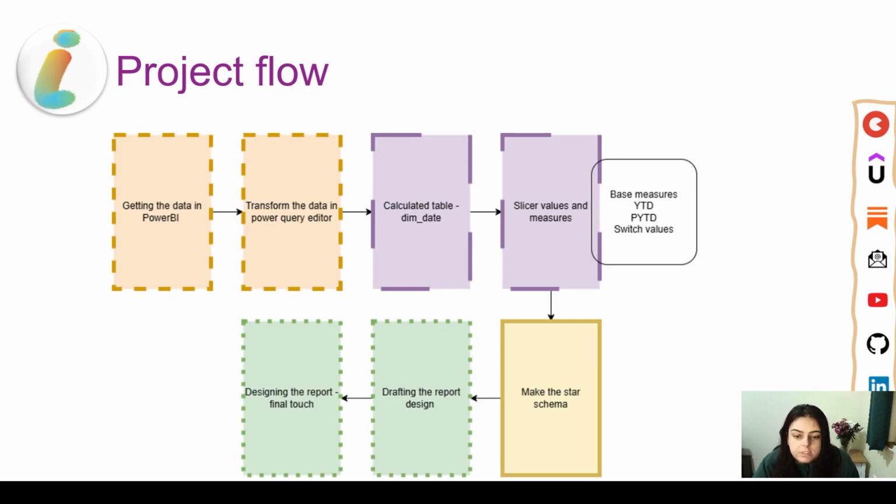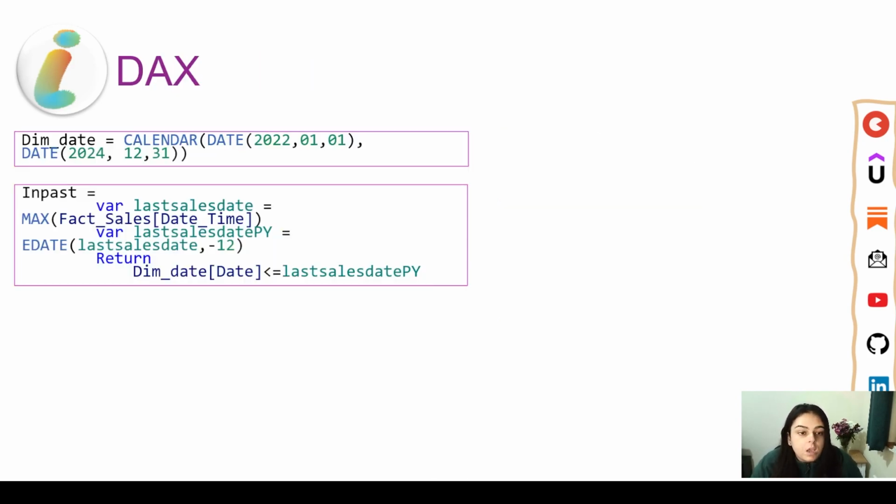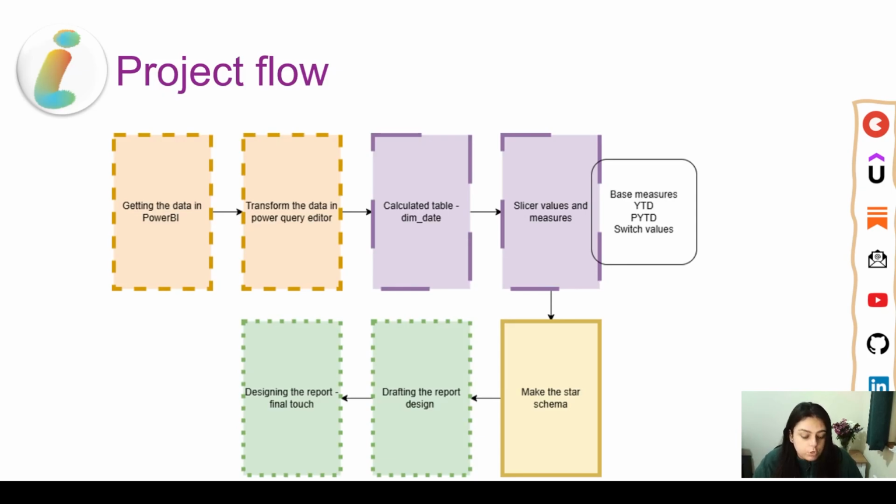And once we are done with the star schema, we would then go about drafting the design of the report and then giving the final touches. So let's move on with the project flow.